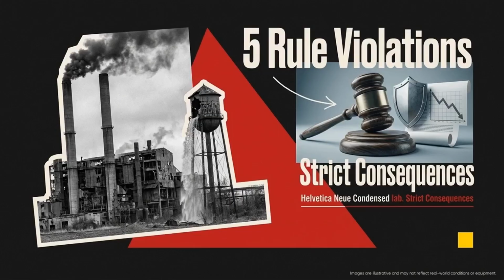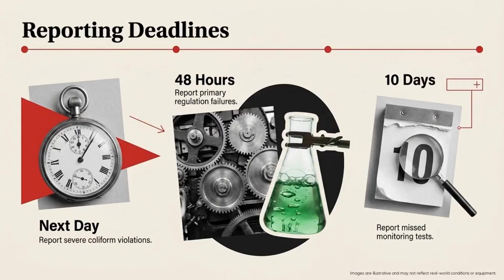So, what happens if they drop the ball? Let's jump into our final segment, Section 5, Consequences of Rule Violations. Because let me tell you, the state does not mess around when it comes to these standards. The very first consequence is the ticking clock. Deadlines for notifying the state are incredibly rapid and unforgiving. Got a severe bacterial risk like E. coli? You have exactly 24 hours to report it.